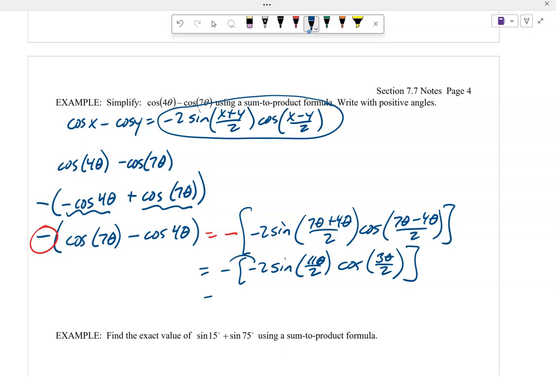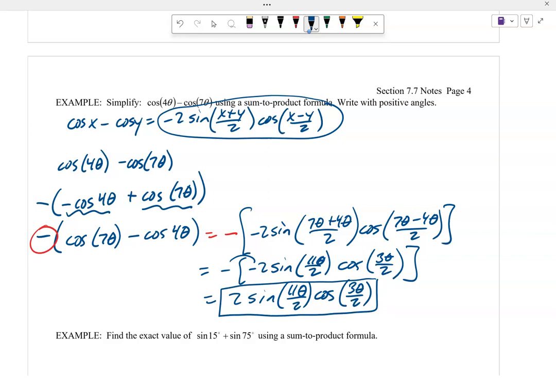Now let's distribute that. So that'll be a positive 2 sine of 11 theta over 2 cosine 3 theta over 2. Again, you could have done that with even-odd properties if you'd have wanted to as well, but that's kind of my preference on that one.